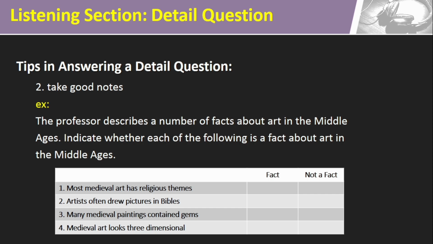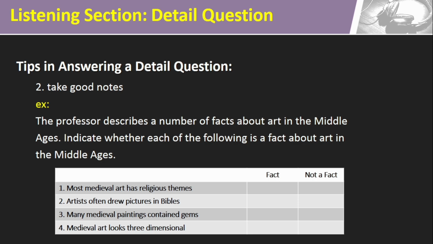Now for the question. The professor describes a number of facts about art in the Middle Ages. Indicate whether each of the following is a fact about art in the Middle Ages. 1. Most medieval art has religious themes. 2. Artists often drew pictures in Bibles. 3. Many medieval paintings contained gems. 4. Medieval art looks three-dimensional.